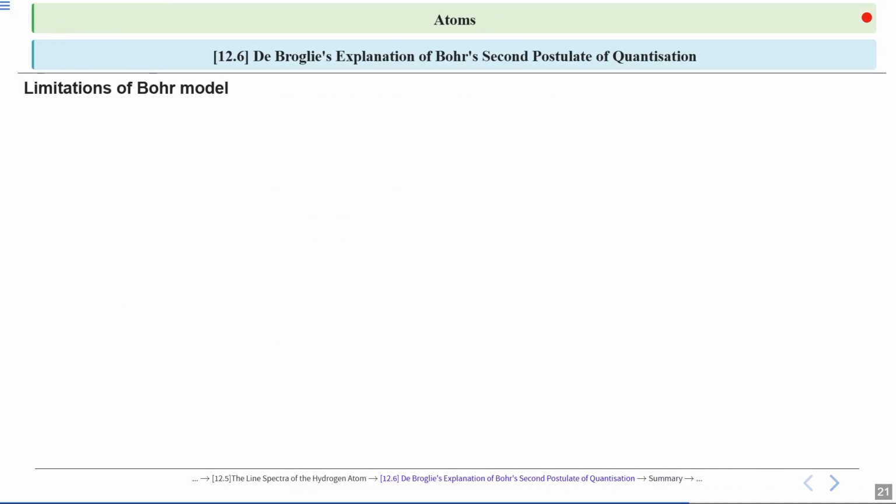Let's look at the limitations of Bohr's model of the atom. The Bohr model was a big step forward in understanding atomic structure, but it doesn't explain everything. We will go through its main limitations, especially when it comes to atoms beyond hydrogen. First, notice the Bohr model is only really accurate for hydrogenic atoms. These are atoms or ions that have just one electron orbiting the nucleus, like hydrogen itself. Let's see what this means in more detail.